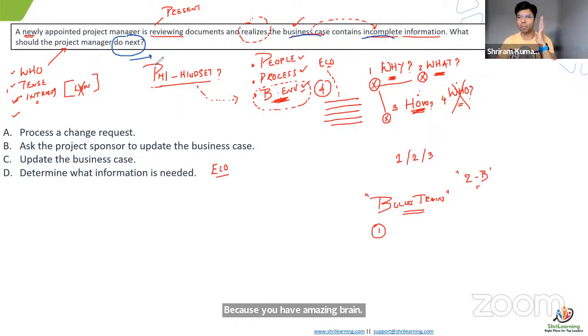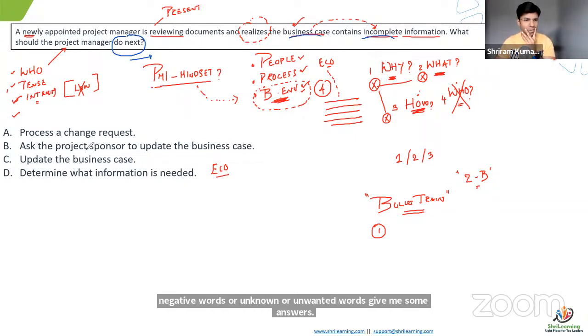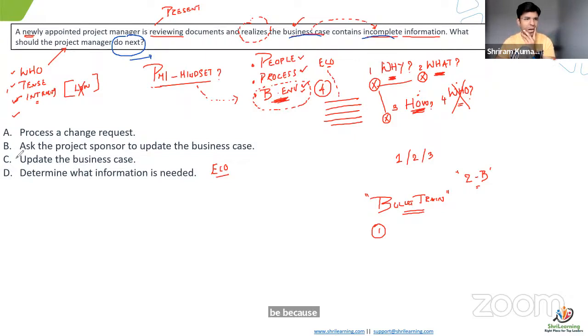Now, let us go by the elimination technique. Which answers go away straight away because of negative words or unknown or unwanted words? Give me some answers. Option B, because the sponsor is not responsible to update. Good. Project sponsor to update the business case.